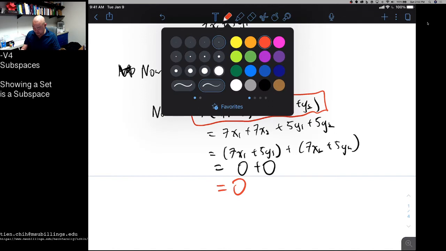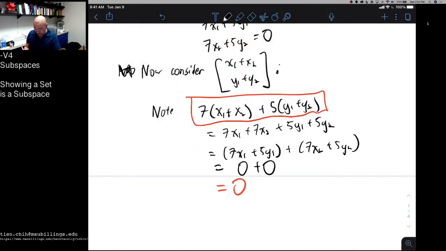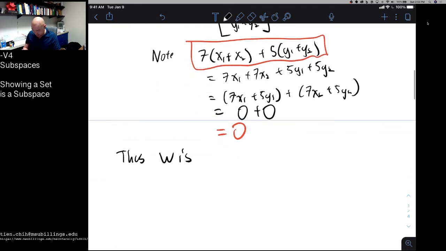So thus W is closed under vector addition. Alright?